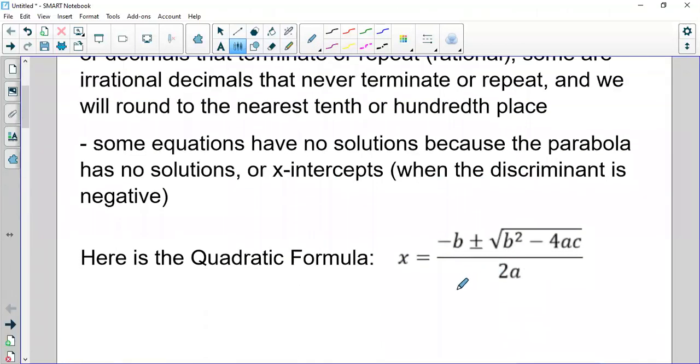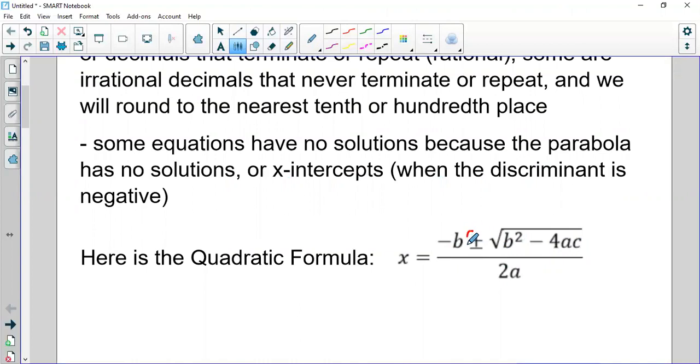Here it is. X is equal to -b plus or minus, there's that symbol, the square root of b squared minus 4ac, and that whole thing is all over 2a. Well, inside that radical, there's our discriminant, b squared minus 4ac. And check this out. -b over 2a, that's the equation for the axis of symmetry. So you've seen that too.